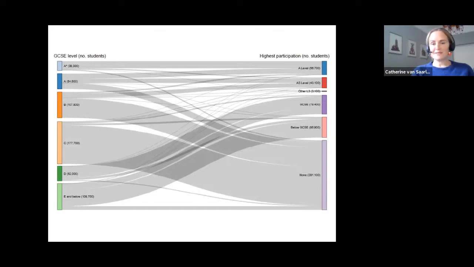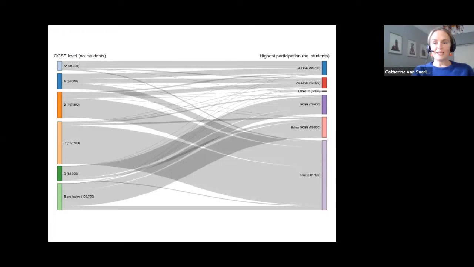Obviously, there may be some individual questions. Sometimes we get teachers saying, why are students with a grade D in GCSE going on to do A-level? Which is an interesting question. And I think there's quite a lot of unpicking to do with the data. So this is students' GCSE level in maths in 2015, and then what they went on to do in maths.